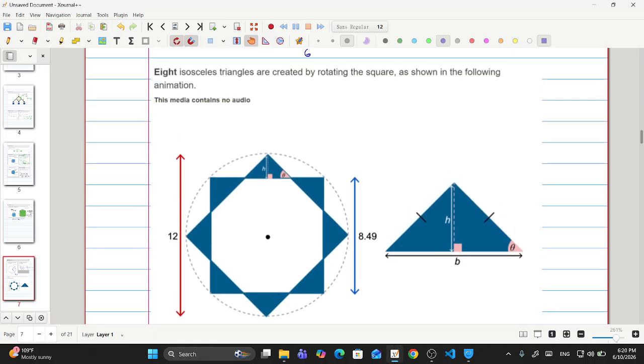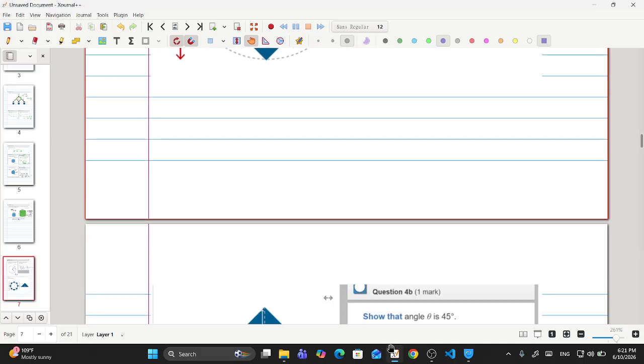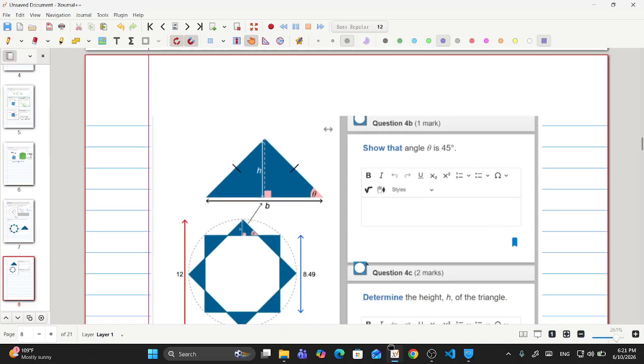8 isosceles triangles are created by rotating the square. Okay, so since 8 isosceles triangles are being created, we can also see that an octagon is created as well, right? 1, 2, 3, 4, 5, 6, 7, 8. 8 sides. An octagon is created. And as you know, one complete length is 8.49. So what's the question? Let me read the question first. Show that angle theta equals 45.